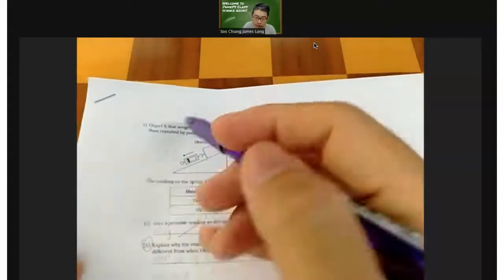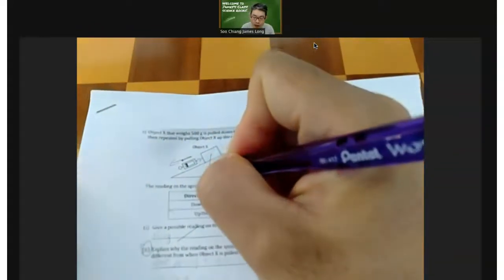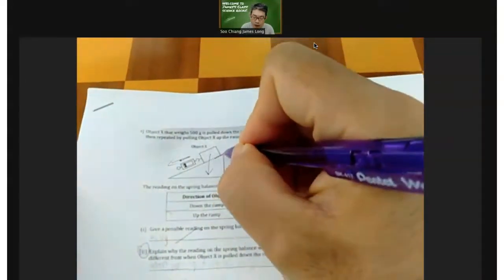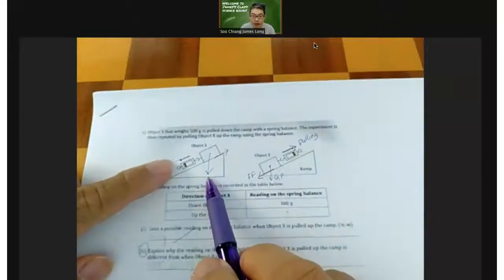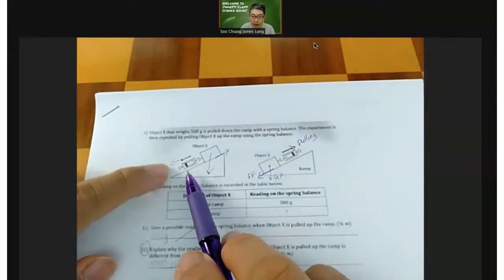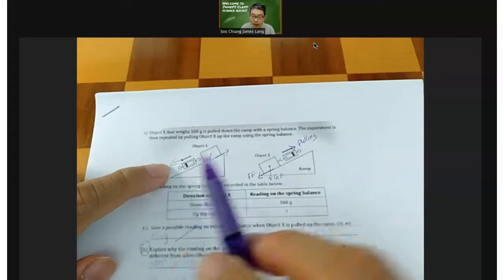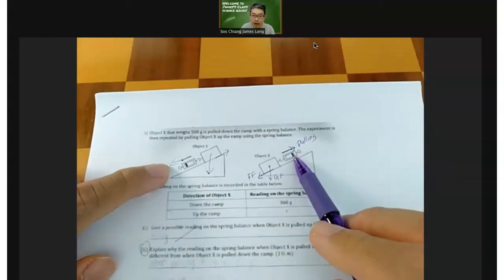Now, if it's pulling it downwards, then of course you notice that there will be less force here, because it's like you running downhill. Gravitational force is already pulling you down. Of course you must still overcome frictional force, but there are two forces here, so naturally there would be less in terms of the pulling force, and that will be registered here as a smaller value compared to here as a bigger value on the spring balance.